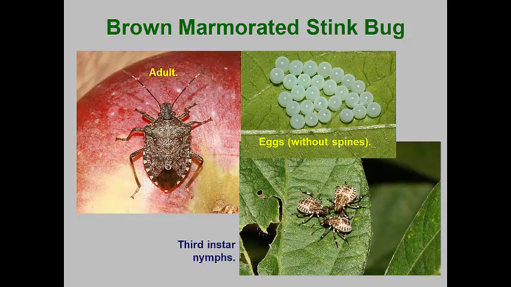The nymphs are gray and cream-colored, and they have white bands on their legs and antennae. The nymphs take about 5 to 6 weeks to complete their 5 nymphal instars. In some locations, there is a partial second generation in the summer, but only mature adults can overwinter.